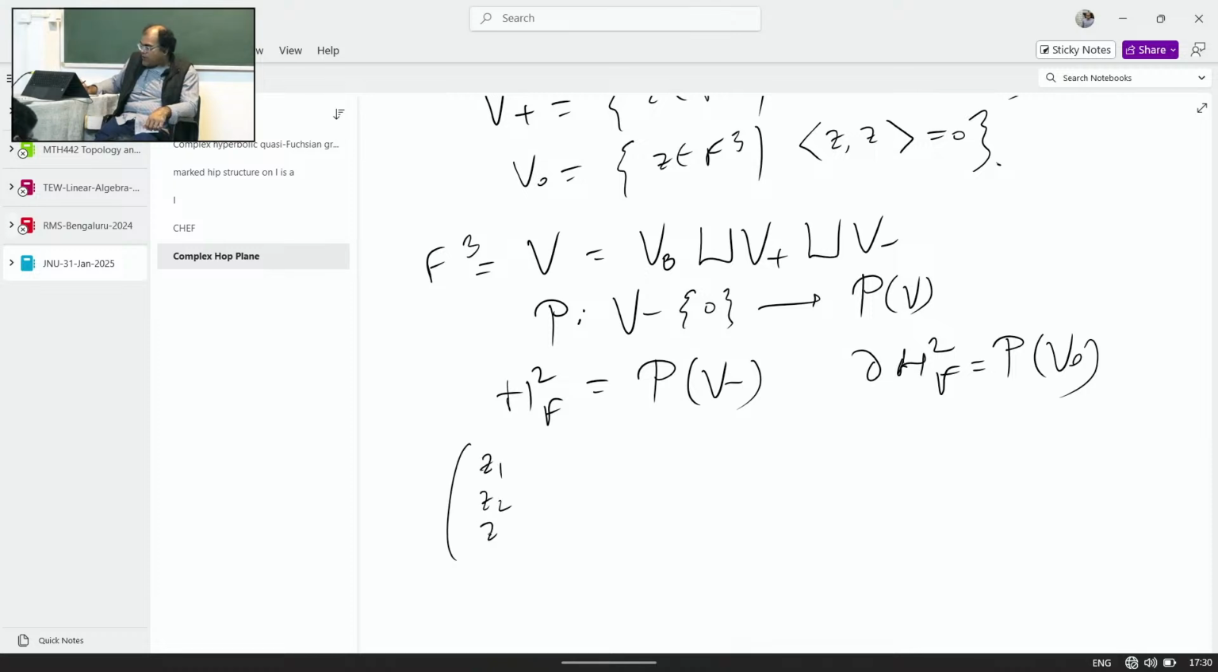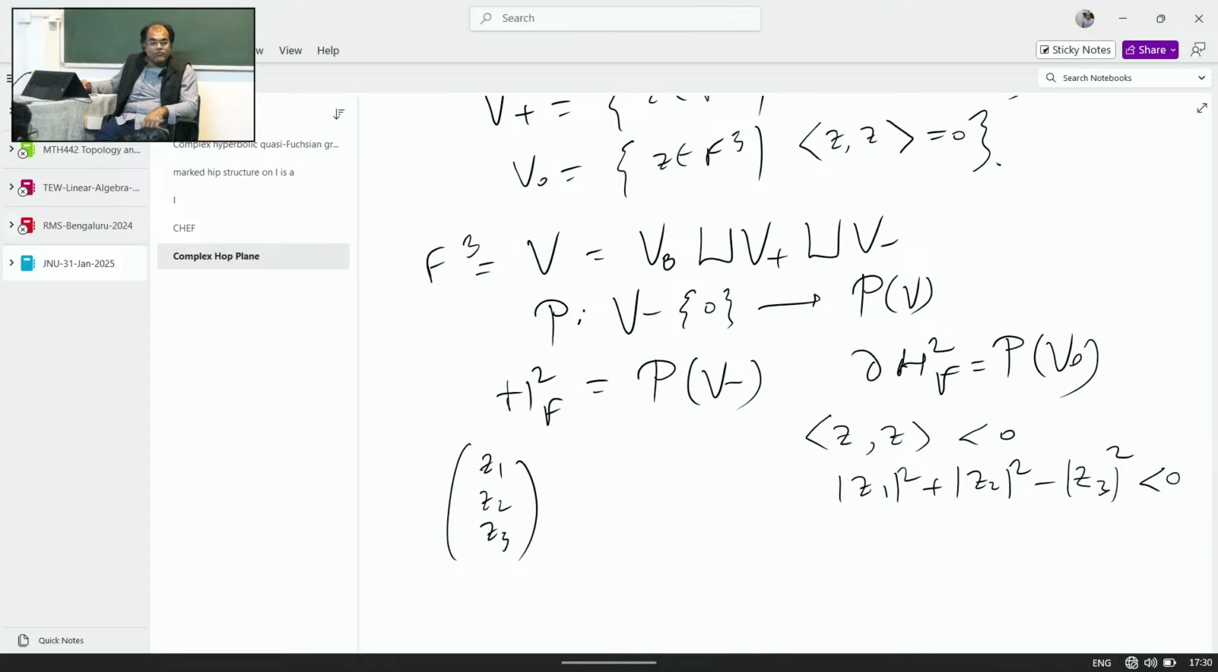So what happened? What are the vectors of V? Z1, Z2, Z3, right? When you take them in the projective space, it is well defined up to a scaling. Now, because of this condition that ZZ is less than 0, you have |Z1|² + |Z2|² − |Z3|² < 0. So Z3 cannot be 0. It is always non-zero, so you can scale that and take this representative of the same vector.